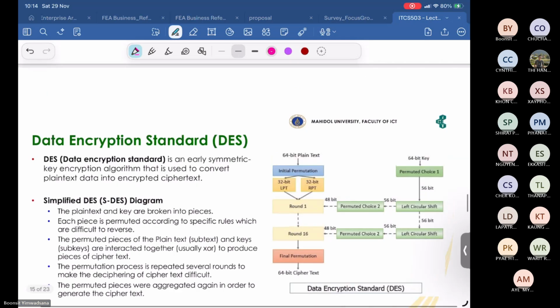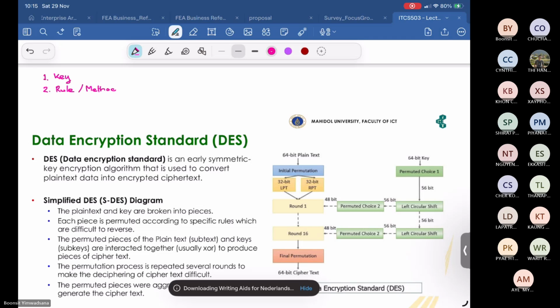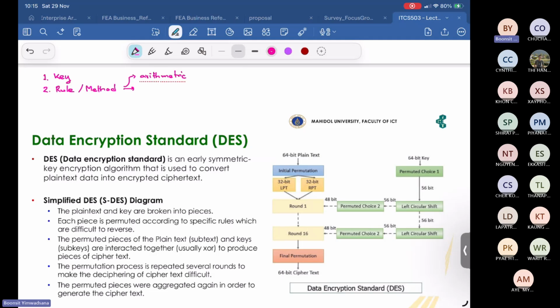So one, we use the key. This is the secret component. The second one, it is the rule or the method. And the method can be simple arithmetic. Or this is an example of the Caesar cipher. We can do plus, minus, multiply, take log, or whatever is related to mathematics.